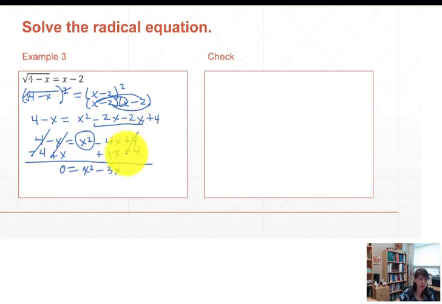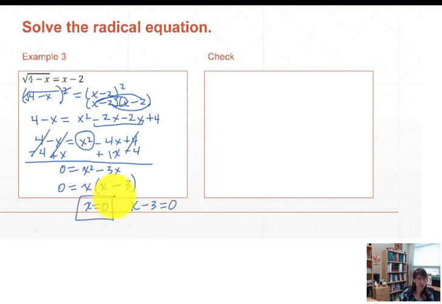4 minus 4, well, that's eliminated. So we end up with 0 equals x squared minus 3x. So the factoring needed here is greatest common factor. What's the same about x squared and 3x? Both have x. So the other factor must be x minus 3. We'll set each of these factors equal to 0. So x will be set to 0 and quantity x minus 3 will be set equal to 0.